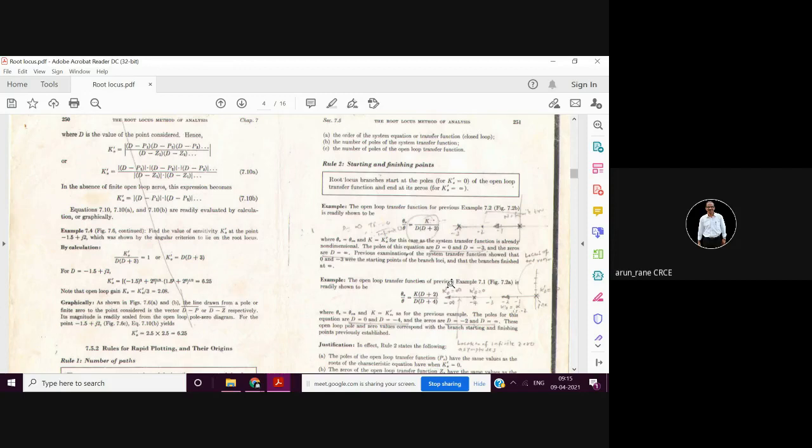Okay. There are no finite zeros. And since there are two roots, there will be two branches. Alright. Yes, sir. Why no finite zero? Because there is nothing in the numerator.